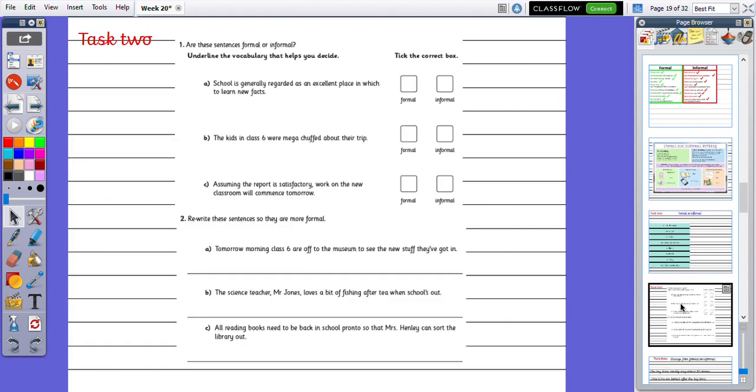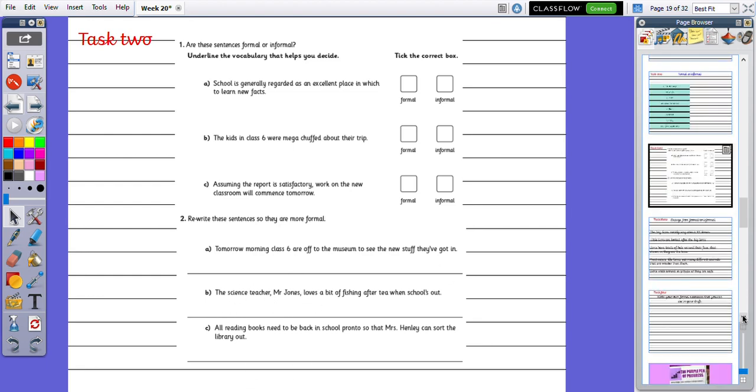Then task 2, you've got a little, not a test, but it looks a bit like a test, but it's not. Underline the vocabulary that helps you decide which one is formal or informal, then you need to tick the correct box. You could write the sentence out and then write next to it if it's formal or informal. And then down here, we need to rewrite the sentences so that they are more formal. So tomorrow morning, class 6 are off to the museum to see the new stuff they've got in. Okay, so you need to make those into formal writing. Have a really good go.